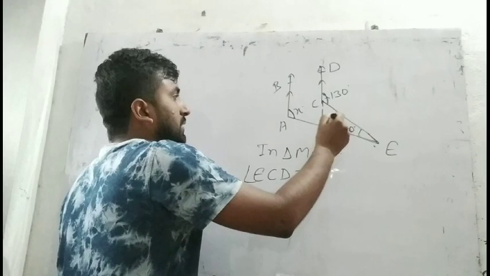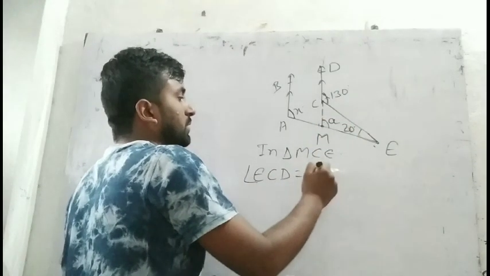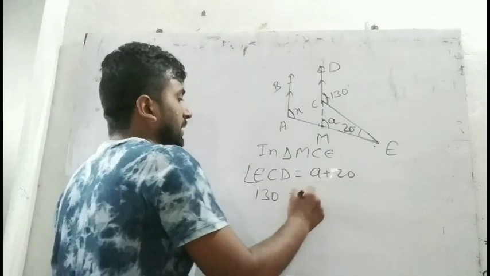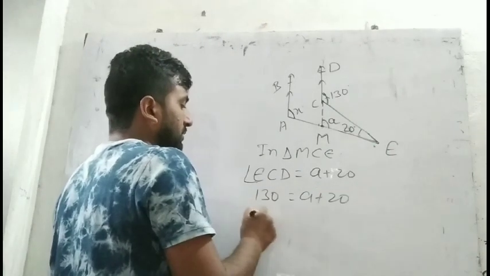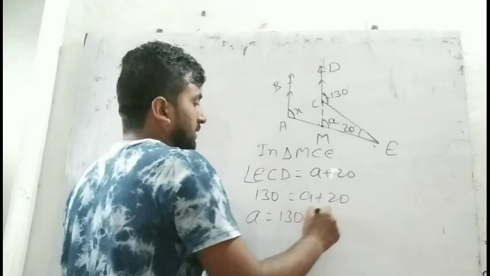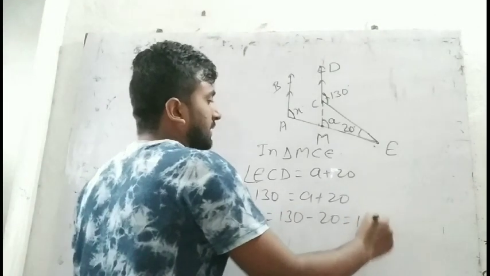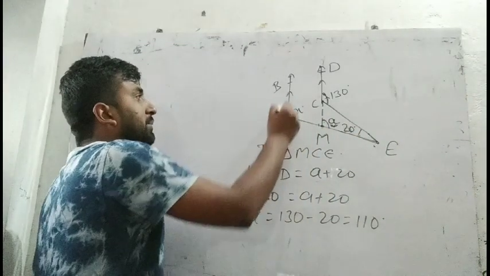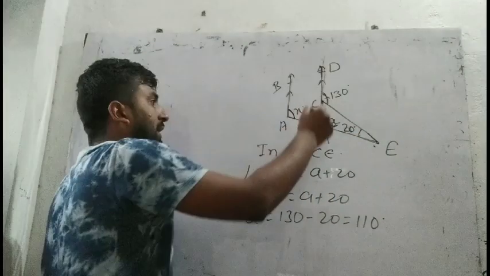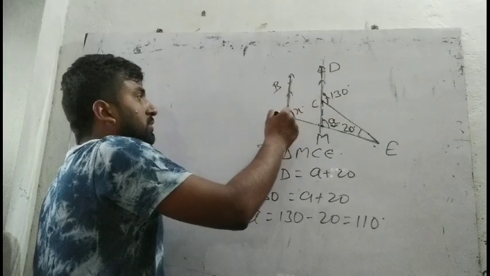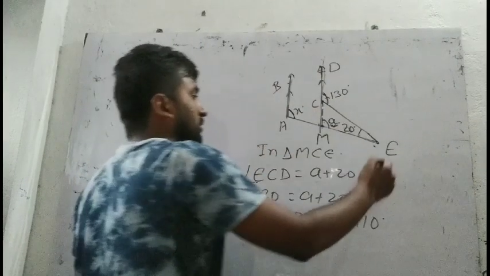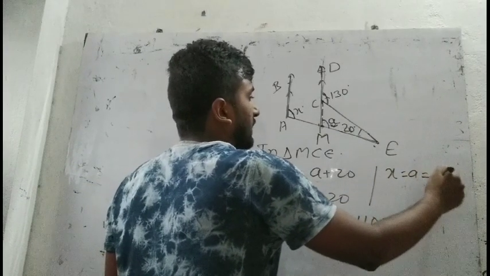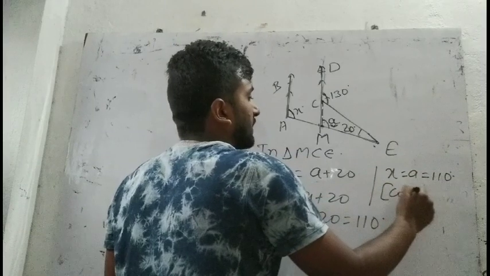Consider this angle is A, then ECD is equal to A plus 20, and here it is 130 degrees, then A plus 20 is 130, so A is equal to 130 minus 20, that is equal to 110. Now this angle is 110, and it is already given that AB is parallel to CD. It means this line is parallel to this line. So this angle is equal to this angle by corresponding angles. So x is equal to A, that is equal to 110 by corresponding angles.